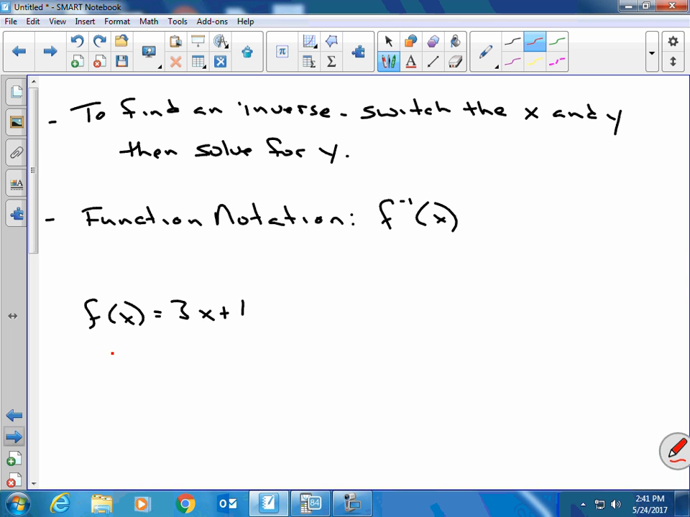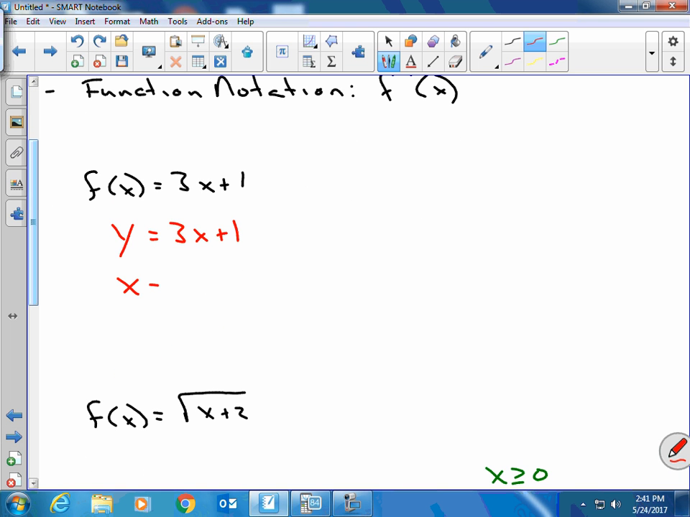So f of x, remember, is y. So when I switch the x and the y, let's put an x here in the y spot, and let's put a y over in the x spot. Just take the x out, put y in its place. Take the y out, put x in its place. Another word would be exchange the x and the y. Okay, and solve for y.